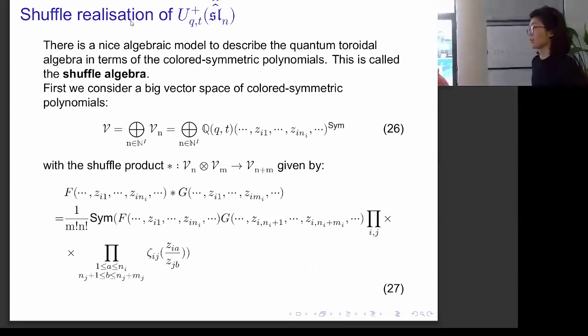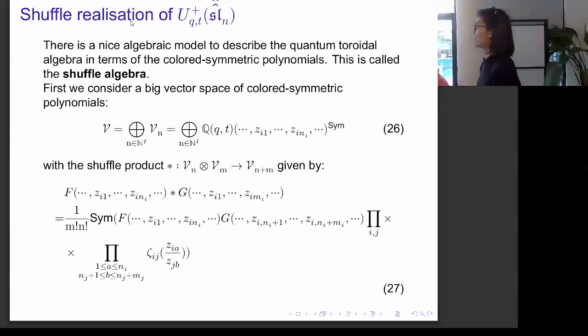So how to construct this shuffle realization? At first, we need to consider a really, really big vector space of the color symmetric rational functions. Sorry, these are rational functions, not polynomials. So what does color symmetric mean? The first symbol over here is the color, and the second symbol means the variable. Color symmetric means that if we fix the color of the variables, the function will be symmetric in the variables with the same color.